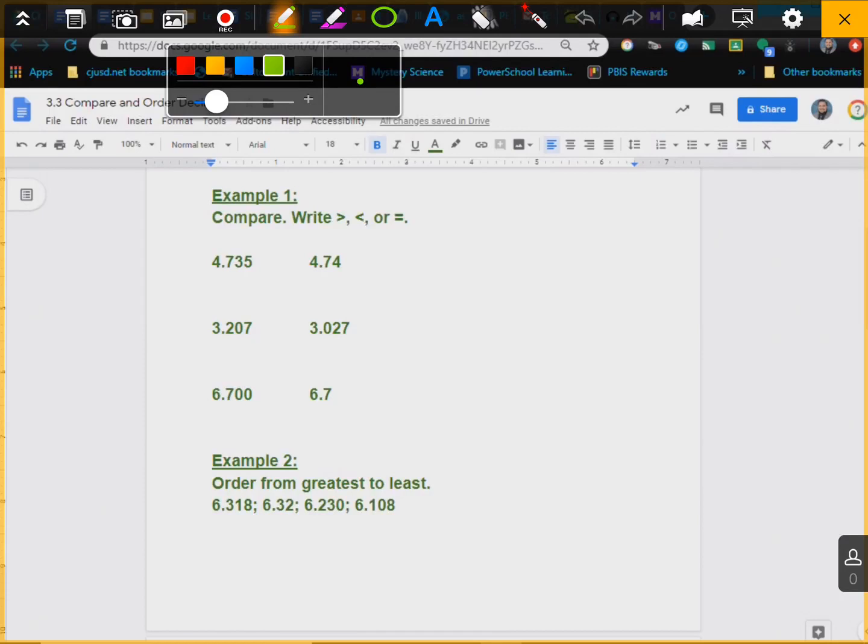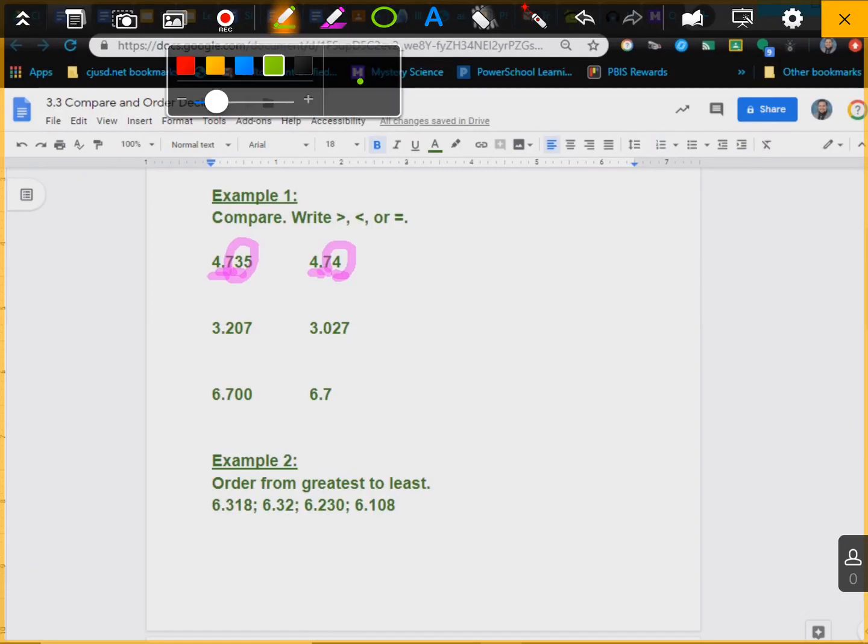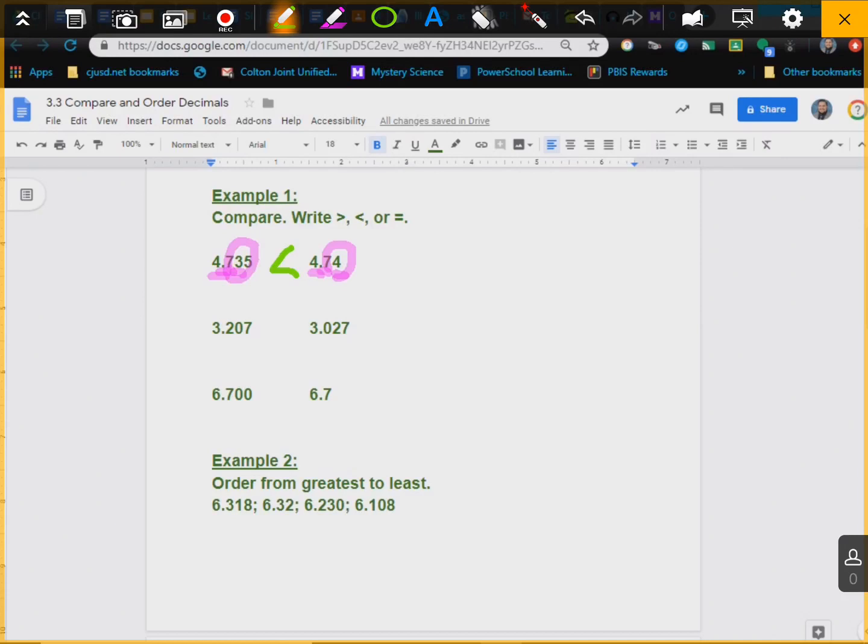Well, let's compare the ones. They're both the same, right? They're both a 4. The tenths are both a 7, okay? Now, the hundredths, this is a 3 and this is a 4. Well, the 4 is bigger than the 3, therefore 4.74 is greater than 4.735. So this is less than 4.74.